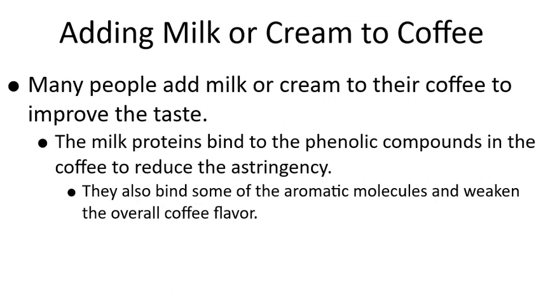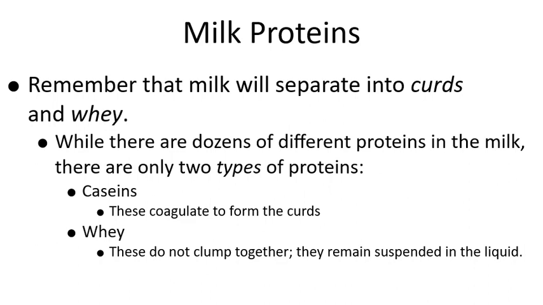So each drinker will have their own preferred ratio of coffee to milk or cream to produce a mixture that they enjoy best. Now remember from a previous video that fermented milk products can separate into the semi-solid curds and watery whey. This occurs because there are dozens of different proteins in the milk, but there are only two types of proteins. Casein proteins coagulate upon being acidified and heated to form the curds. And whey proteins do not clump together upon being heated, and so they remain suspended in the liquid.